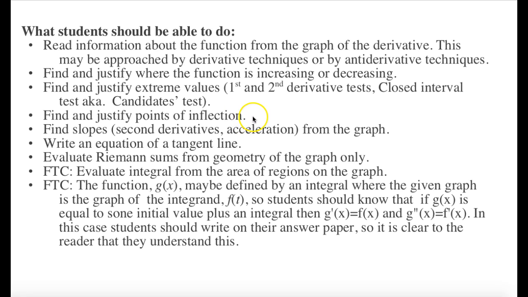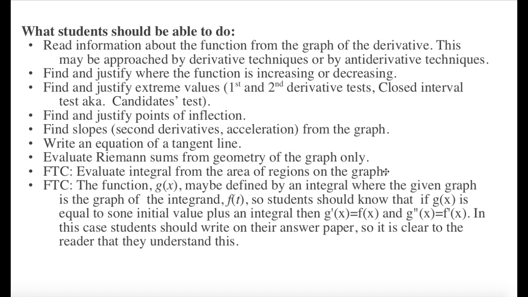Points of inflection. Points of inflection would occur where the slope of the derivative changes sign. Right? So where the graph of the derivative changes from increasing to decreasing or decreasing to increasing. Find slopes from the graph. Write an equation of a tangent line. This is a common piece that can show up on questions of this type. Riemann sums can show up on this type of question as well. Evaluate an integral from the areas on the graph.